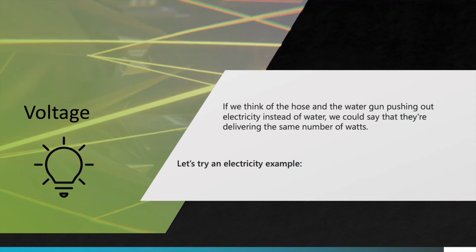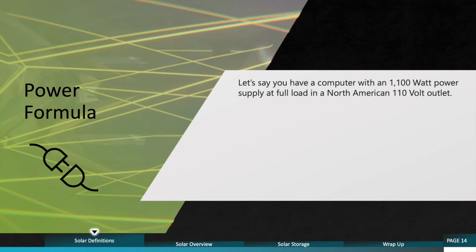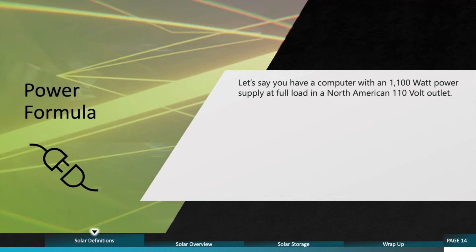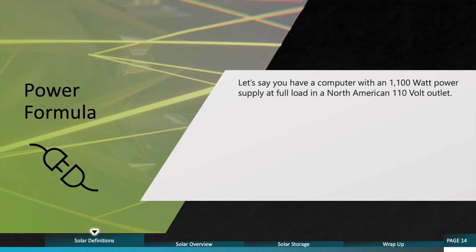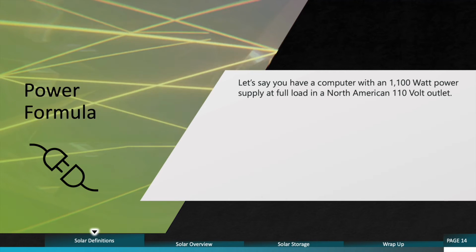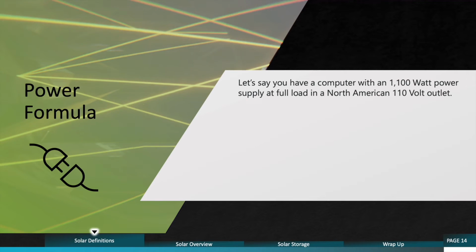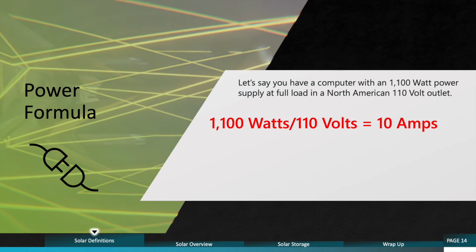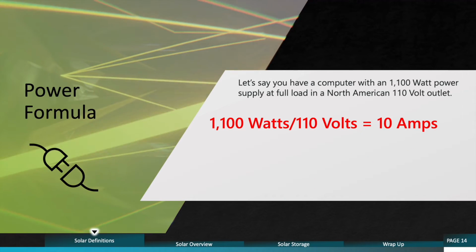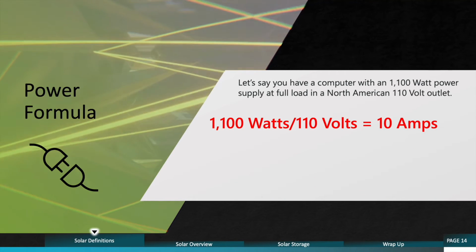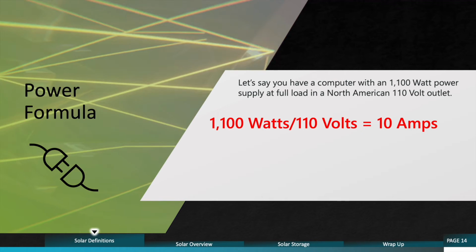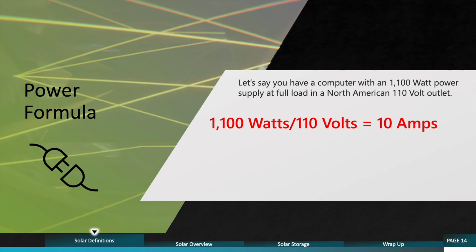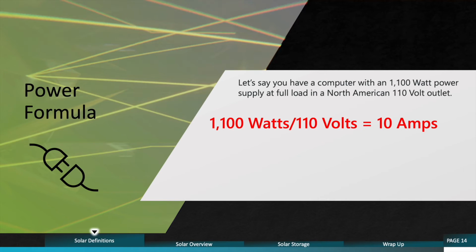So let's try an example for electricity. Let's get our power formula put together. Let's say you have a computer with an 1100 watt power supply at full load in North America with a 110 volt outlet. We need to figure out how it's going to operate at full power. So we're going to figure out the amps, because right now we have the wattage and the volts. So we reverse our power formula and divide our wattage by our voltage, which gives us 10 amps.